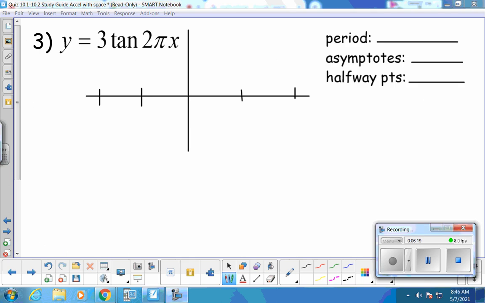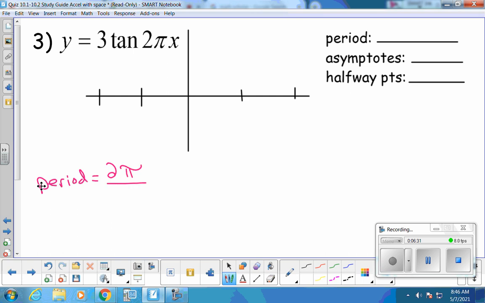Okay, it's tangent graph time, and one noticeable difference about tangent graphs is the period is a different formula. On the first two, the period formula on cosine and sine was 2 pi over b. On tangent, the period formula is pi over the absolute value of b. I've never really seen a negative b, though. So it's going to be pi over 2 pi, which just ends up being a half. My period is a half.